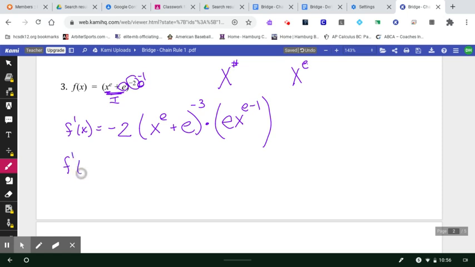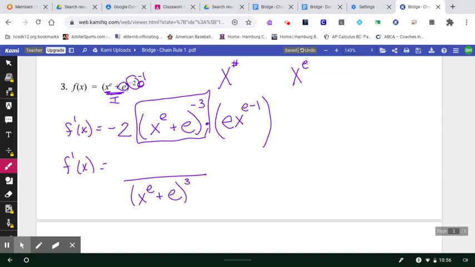Now when I go to kind of clean this up a little bit, again, this is being raised to a power, so I can't touch it. However, the power is negative, so I am going to move it to the denominator. x to the e plus e to the third. And the rest of this chunk I'm just going to leave on top. Negative 2 times e times x to the e minus 1.